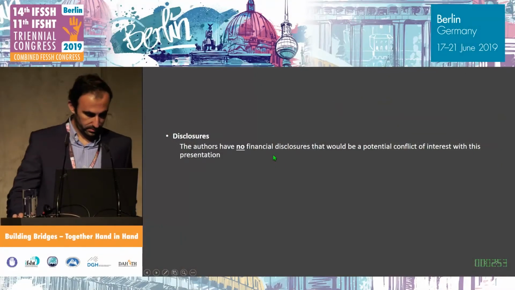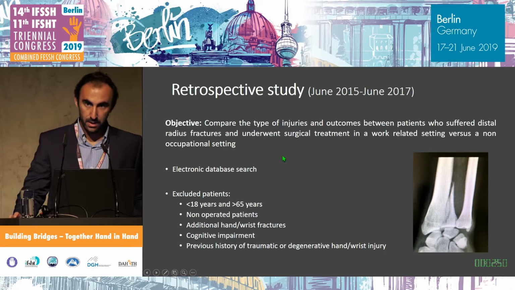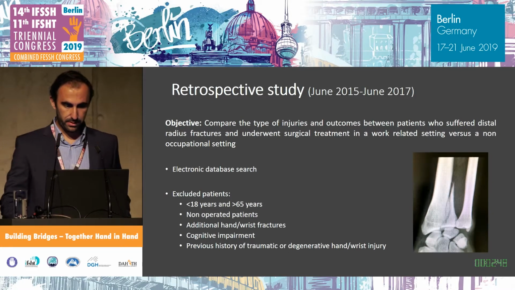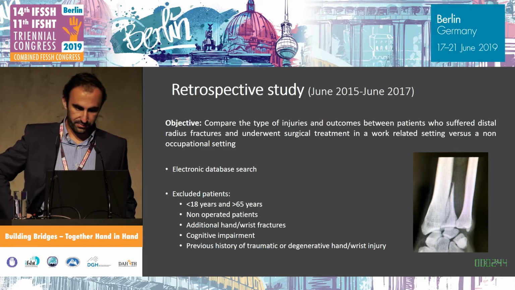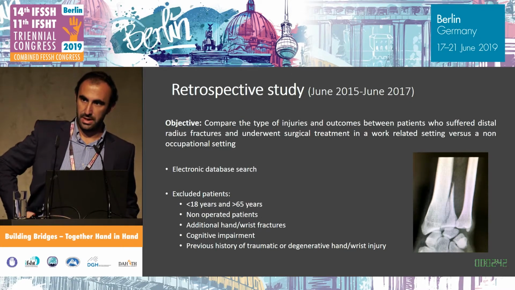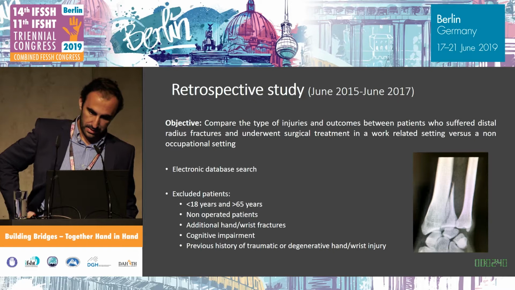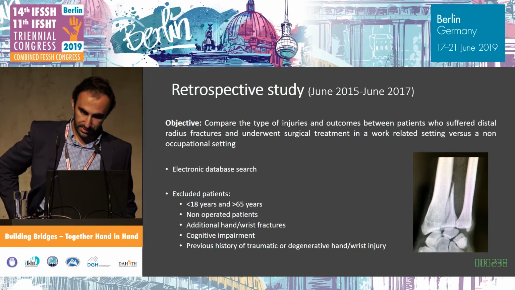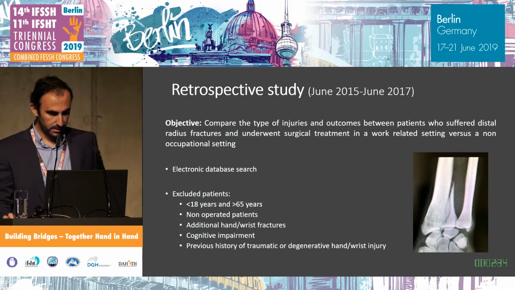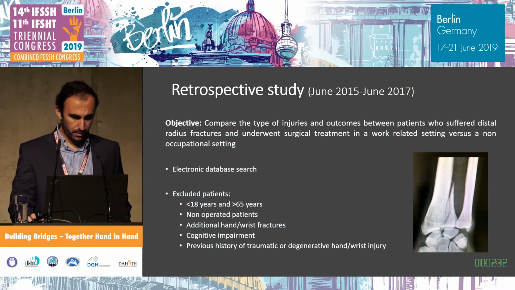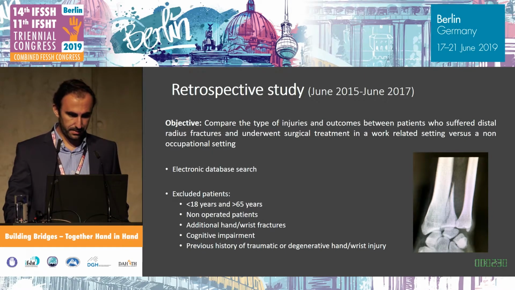We have no disclosures. So the aim of our study was to compare the type of injuries and outcomes between patients who suffer distal radius fractures and needed surgical treatments, who suffer those injuries in a work-related setting versus a non-occupational setting. So we searched through our patient database.